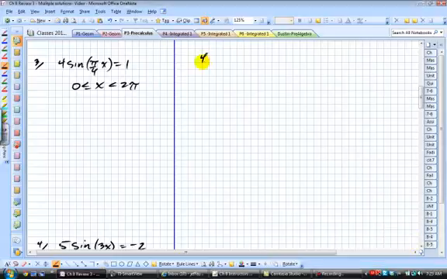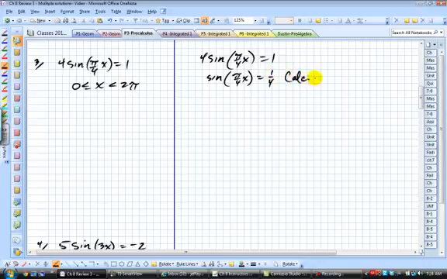Okay, number 3, we have 4 sine pi fourths x equals 1, and when I isolate the function here by dividing by 4, I get sine of pi fourths x equals 1/4, which indicates that this requires a calculator here, because 1/4 is not on my special right triangles. So calc required. This is a good calculator example, because of that ratio.